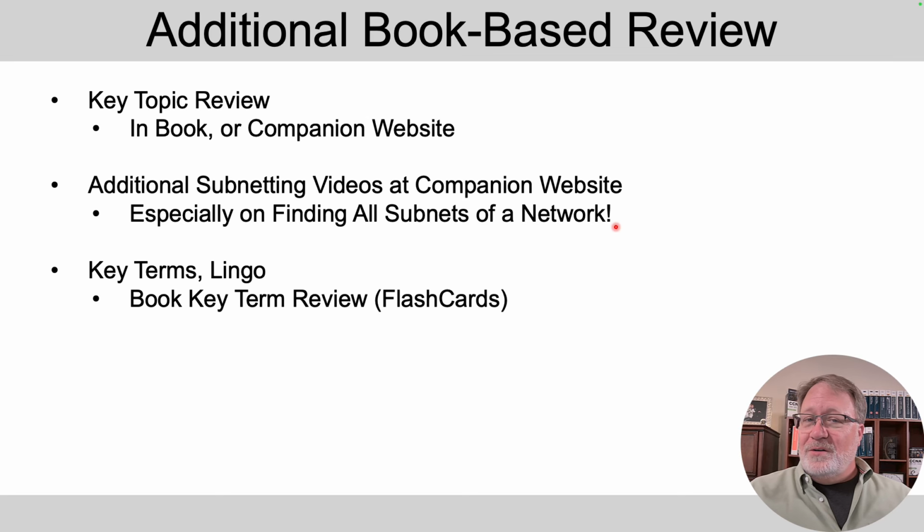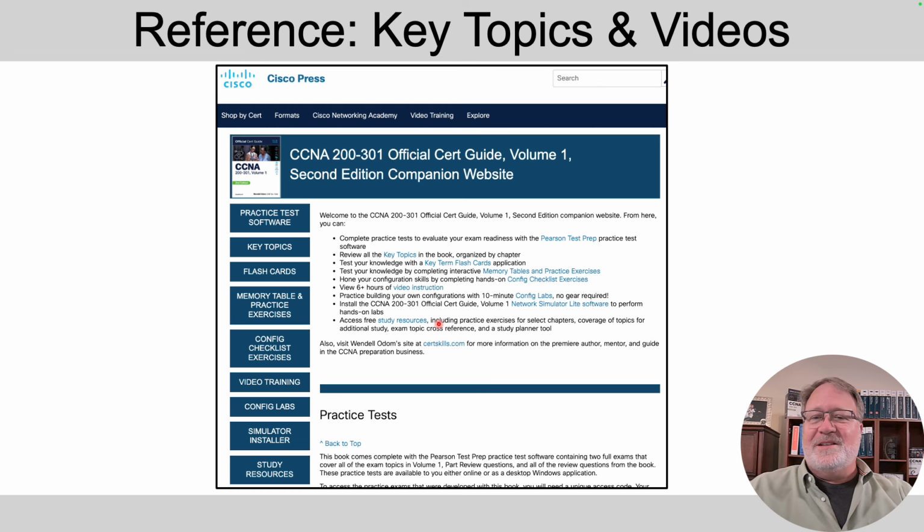You can review key terminology, key terms and lingo. You can just look at the definitions in the back of the book, but it's way easier to go to the companion website and look at the flashcards there, for instance. And just to point out where to find things, here's an image of the companion website for the Volume 1 book. And these little buttons on the left, you can click them and, for instance, click there at Key Topics to just see the key topics, or click there to get to the video training.